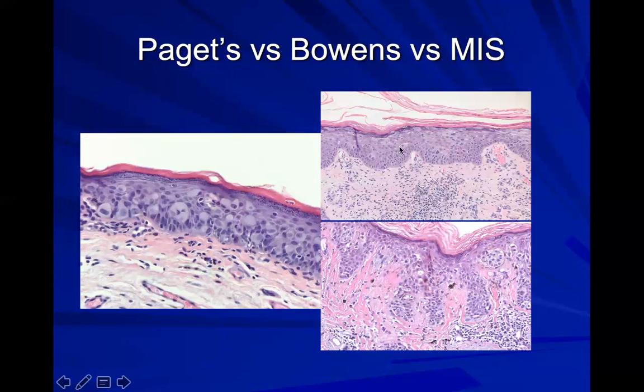So here's a Bowen's disease, right? It can be very pagetoid. Here's extramammary Paget's, and here's melanoma. See, it tends to be more nested or more confluent, and then it has that upward skipping. So it can be hard to tell, and we do stain these often just to confirm.